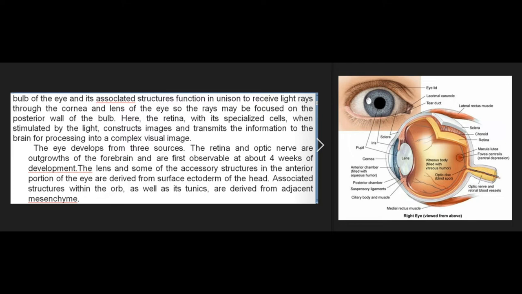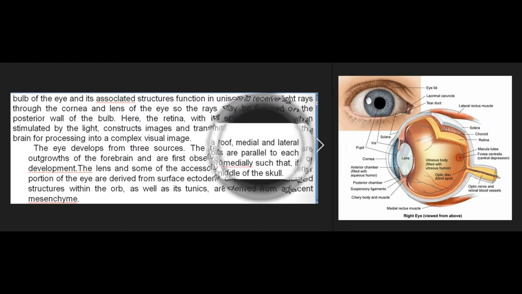The eye develops from 3 sources. The retina and optic nerve are outgrowths of the forebrain and are first observable at about 4 weeks of development. The lens and some of the accessory structures in the anterior portion of the eye are derived from surface ectoderm of the head. Associated structures within the orb, as well as its tunics, are derived from adjacent mesenchyme.